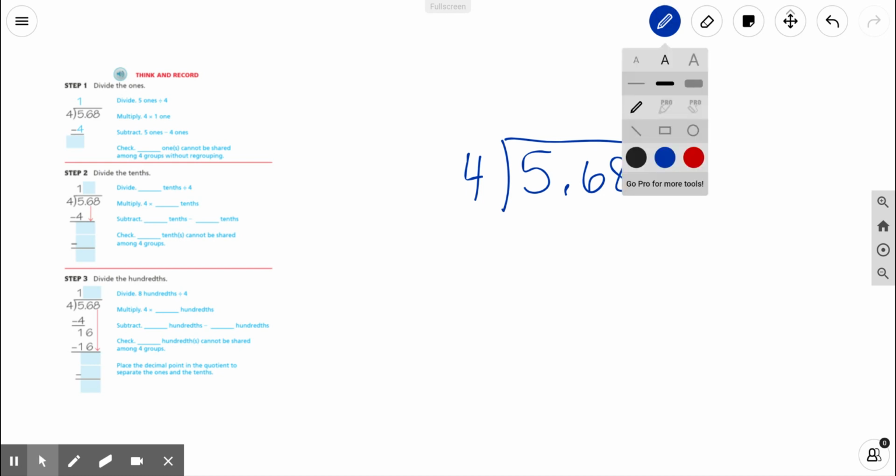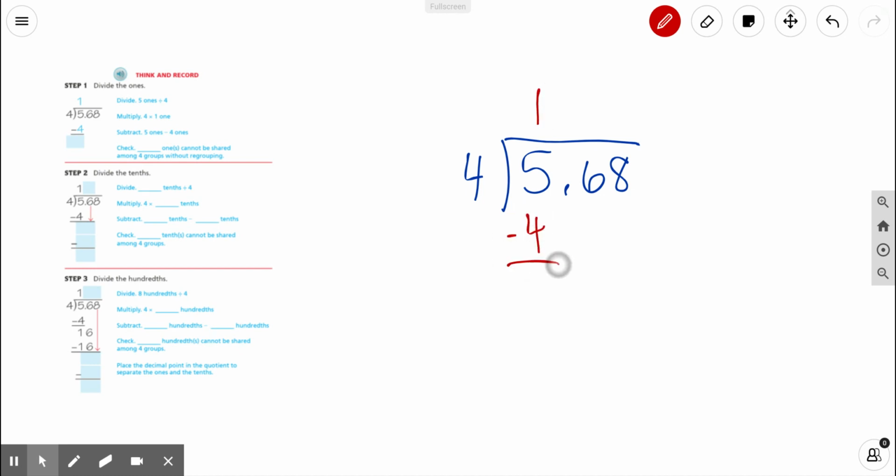I'm going to change this to red, and I'm going to show you what needs to happen, okay? So first thing we do, 5 divided by 4. How many times can 4 go into 5? And the answer is once. 1 times 4 is 4. And then we can subtract. What is 5 minus 4? It's 1. Okay? Then we bring down the next number, and our new number is 16.